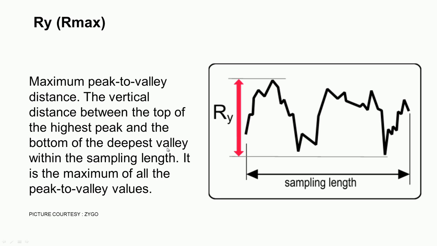Now, the next parameter is RY. This is also known as RMAX. You can see here, this is the profile that is obtained over a particular sampling length. Now, the gap between the peak and the valley within the sampling length is termed RMAX or RY. So, it is the vertical distance between the top of the highest peak and the bottom of the deepest valley within the sampling length.